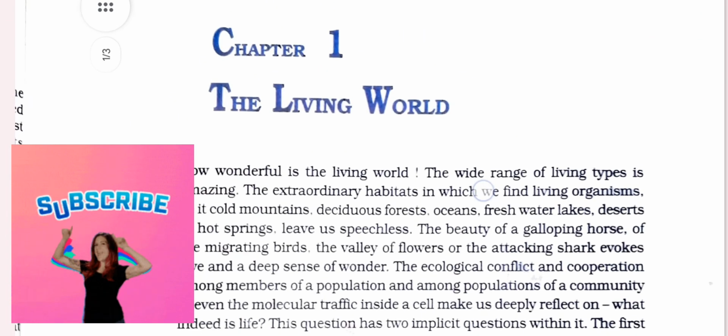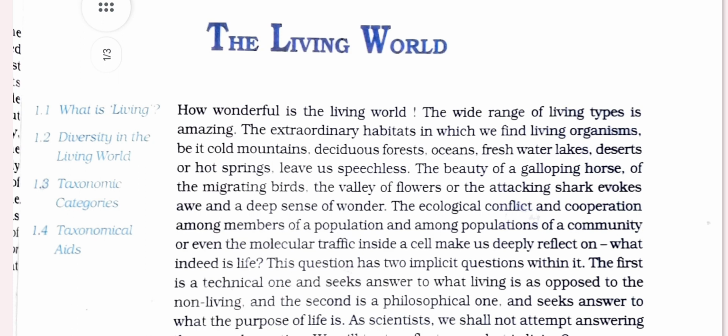Living world, chapter 1. What is living? Diversity: we will understand what diversity in the living world is. Taxonomy, category, taxonomical aids: we will understand that.